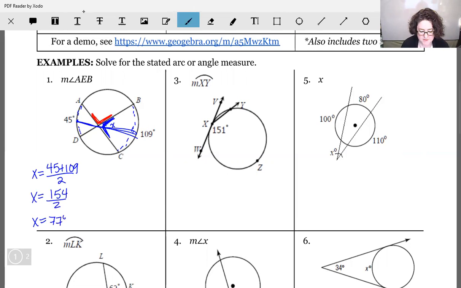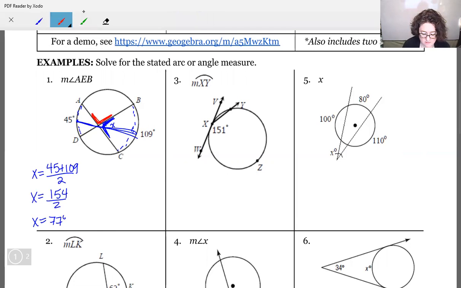Okay. And so again, look back at your diagram. They want us to find the red angle, angle AEB. But what would the red angle and the blue angle added together make? They would make 180 degrees. So to find the red angle, again, angle AEB plus the 77 degrees that we found, the X, should add up to 180 degrees.